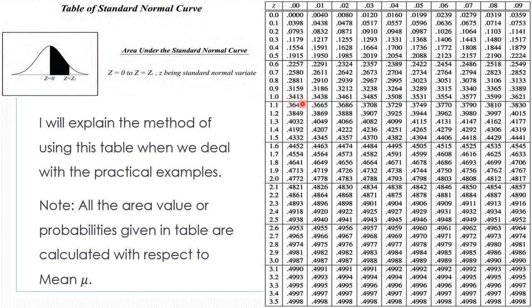Even if it's a negative one, the answer will be the same. Even if it's a positive one, the answer will be the same, because on the right side we have positive values, on the left side we have negative values, but on each side the total probability is 0.5, and the total is 1. When we start with the actual sums, I will again explain how we do it.